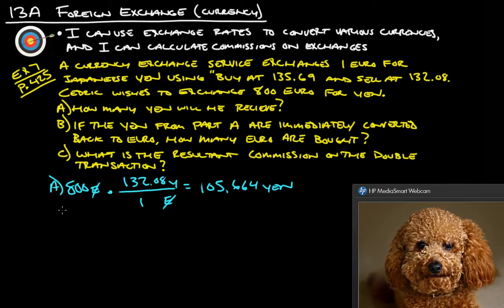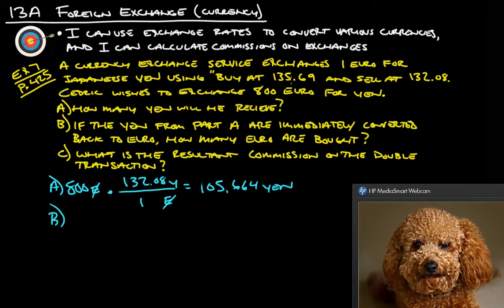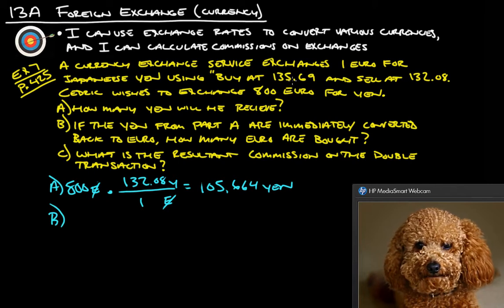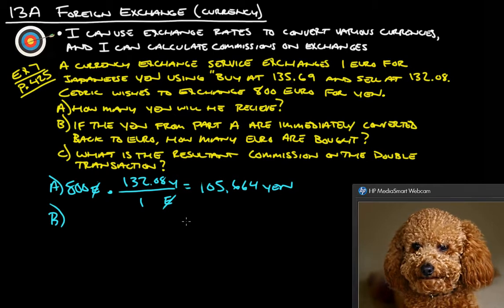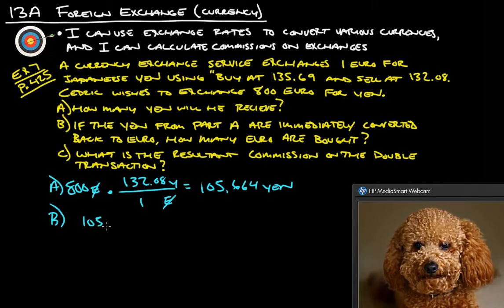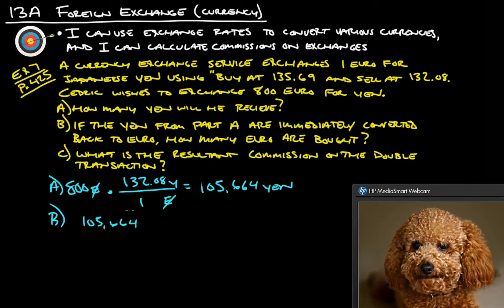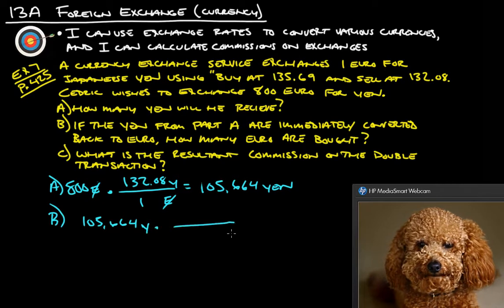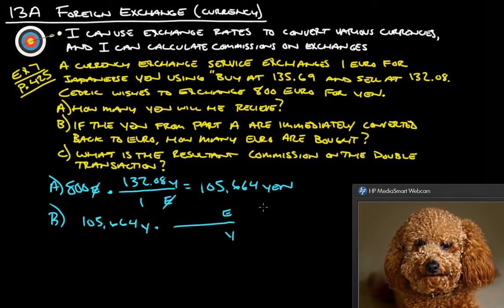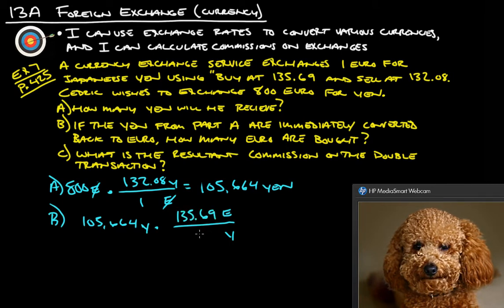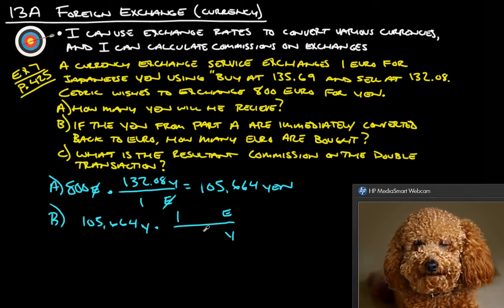Now it says part B. What if he takes this and immediately transfers it back into the euro? Okay, so what we're going to do here is take the 105,664, and this is yen. So again, we no longer want yen, we now want euro. Okay, and so the bank will buy it back at 135.69. Let's see, that's wrong. Yen is supposed to go up there.